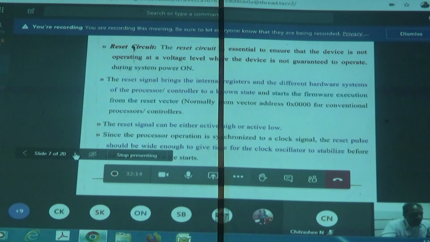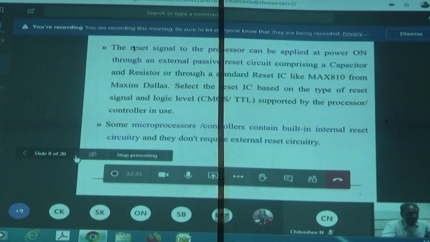The reset signal can be either active high or active low. That's all in terms of electronics terminology. Since the processor operation is synchronized to a clock signal, the reset pulse should be wide enough to give time for the clock oscillator to stabilize before the reset state. Now, the reset signal to the processor can be applied at power on through an external passive reset circuit comprising a capacitor and a resistor. So the two components usually used for reset circuits are the capacitor and the resistor. Using these two, you can reset the complete system.